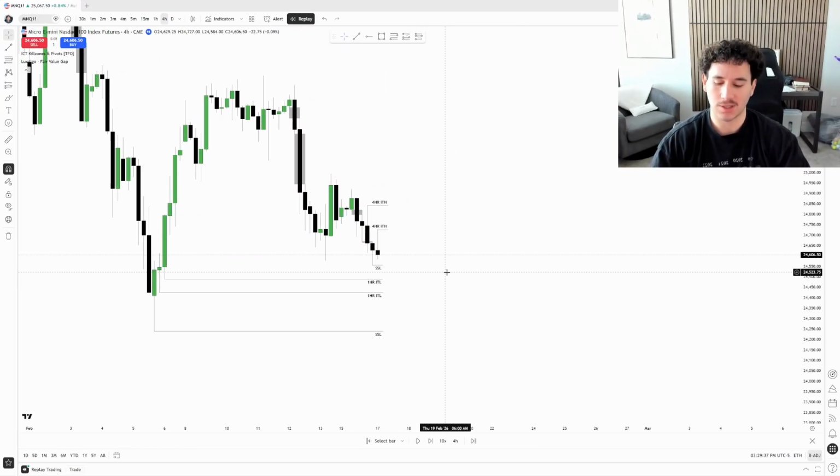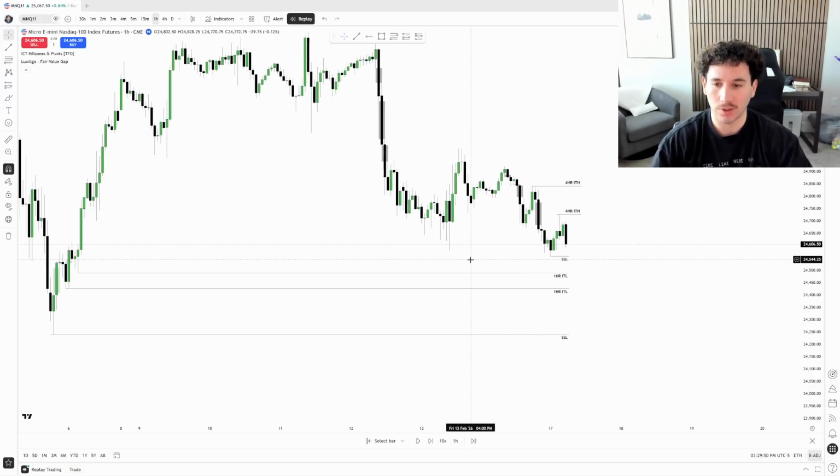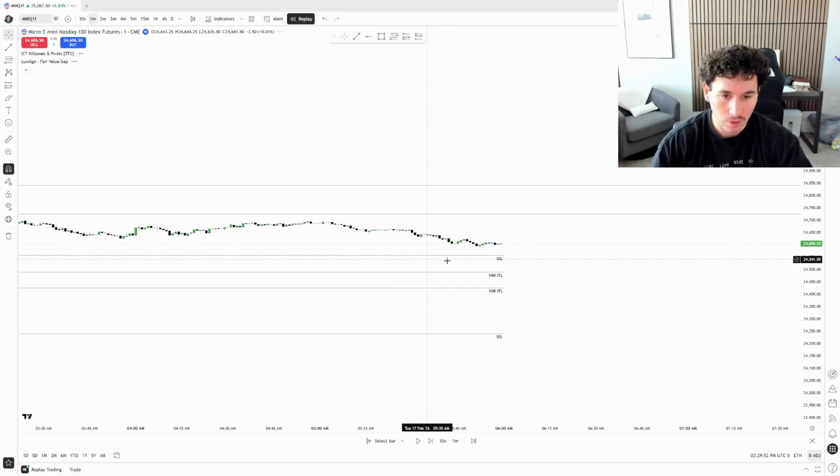So those were the reasons I was going into this day leaning short. However, I did want to be reactionary if we were to get any MMXM models long from either of these levels. So that was the bias and draw of liquidity going into this day. So I'm going to hop down to the lower time frame now.